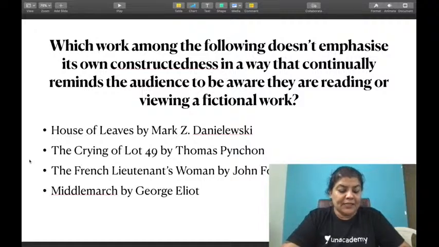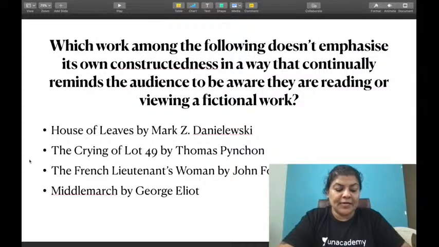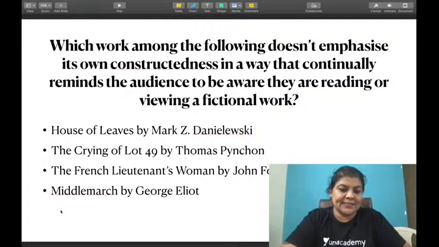Which work among the following does not emphasize its own constructedness in a way that continually reminds the audience? Constructedness is metafiction. Metafiction. Which work among the following does not emphasize its own constructedness in a way that continually reminds the audience to be aware that they are reading or viewing a fictional work? Easier. This is easy.